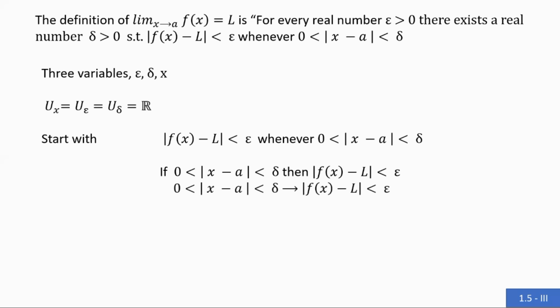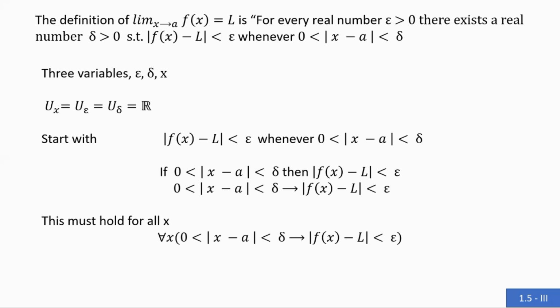This if-then statement translates nicely into an implication. And we're told that this needs to hold for all the x's. Well, that's a quantifier. So for all x, if the absolute value of x minus a is between 0 and delta, that would imply that the absolute value of f of x minus L is less than epsilon. So all that remains is to add quantifiers for epsilon and delta.